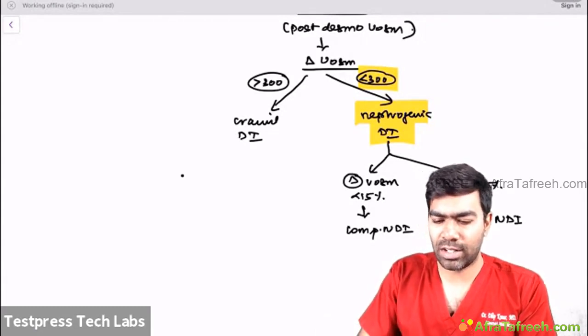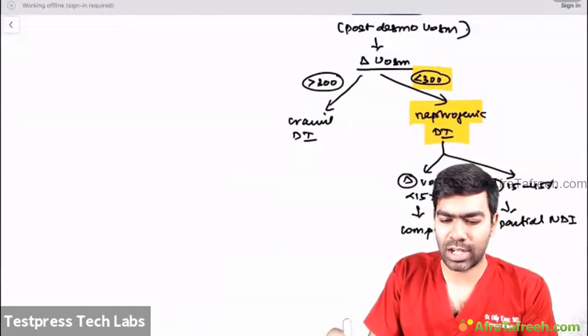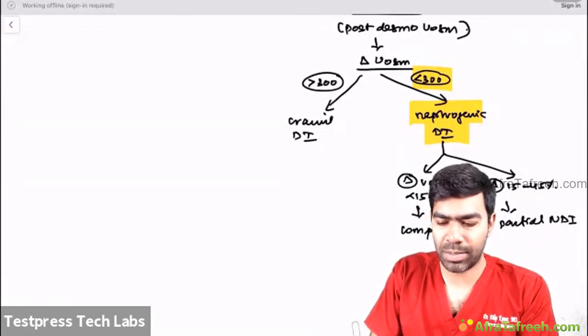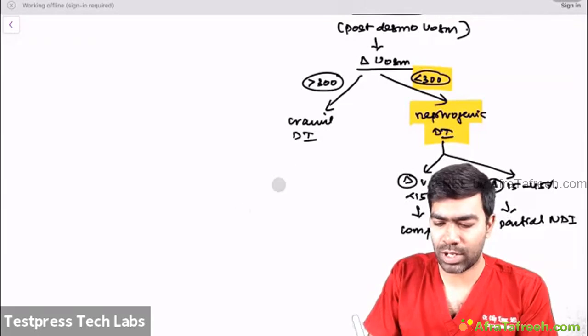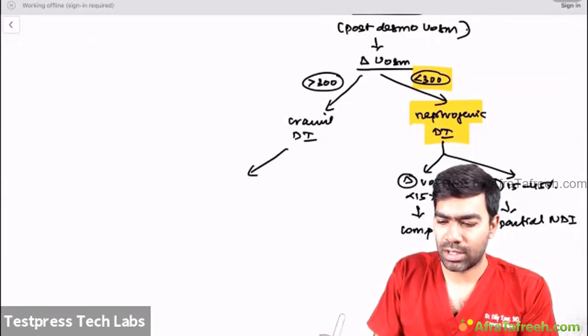Now, cranial itself, you can divide into partial or complete based on the response. See the percentage change in the urine osmolality, the delta change. If this delta change, the percentage change in the urine osmolality, is probably, I can put here like this.